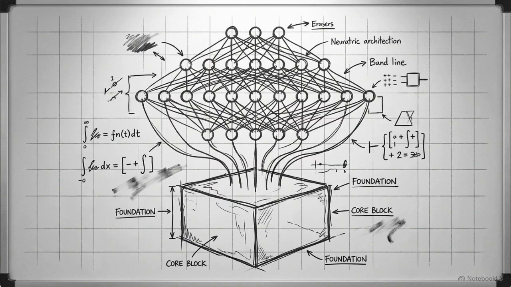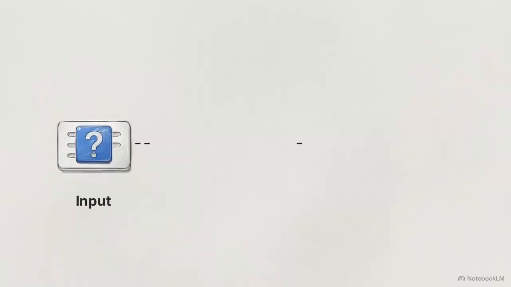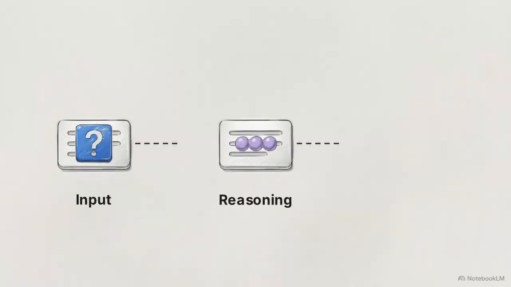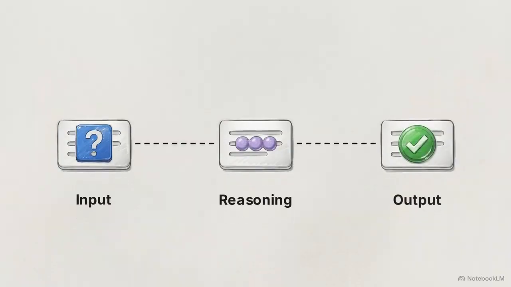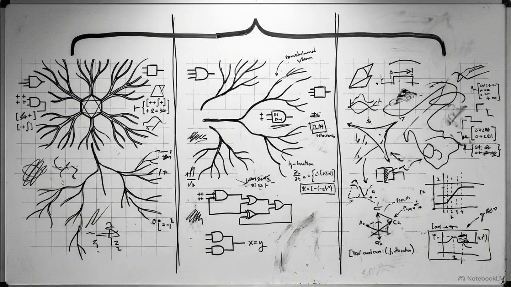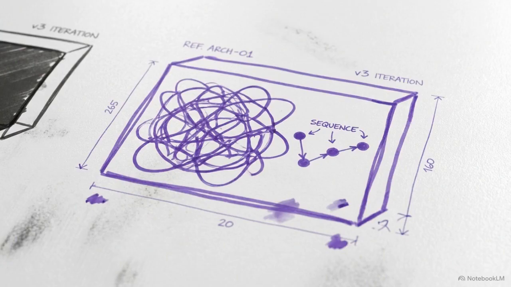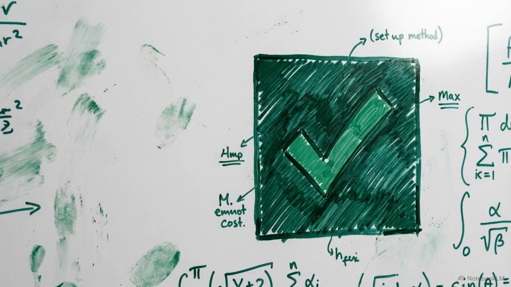The foundation of this system is chain of thought, or COT. This technique requires the model to generate intermediate reasoning steps before arriving at a final answer. To implement this, you must structure the model's generation into a strict triad: the input question, the chain of thought process, and the final output answer.